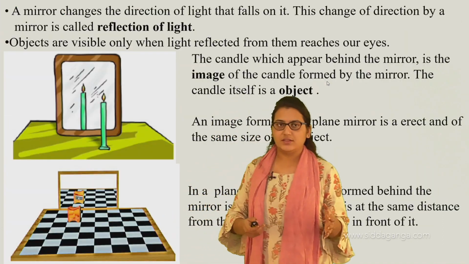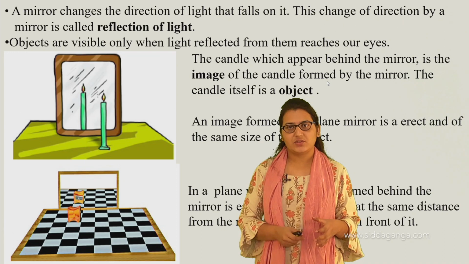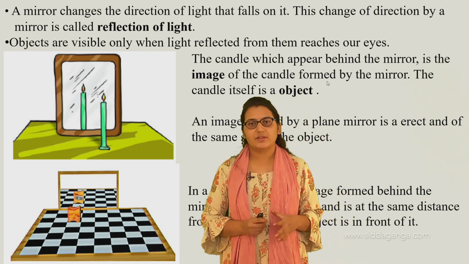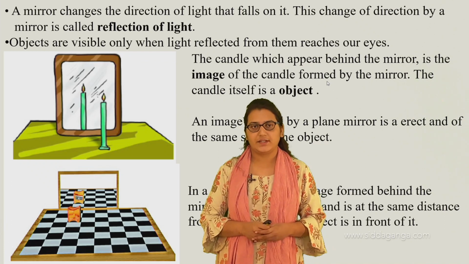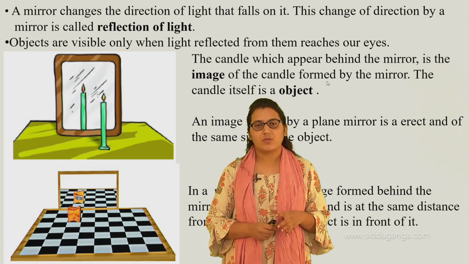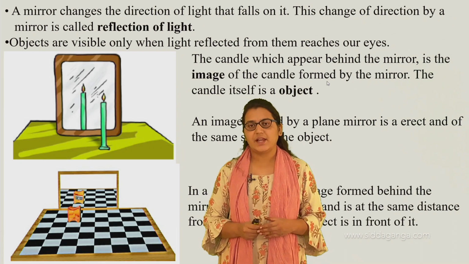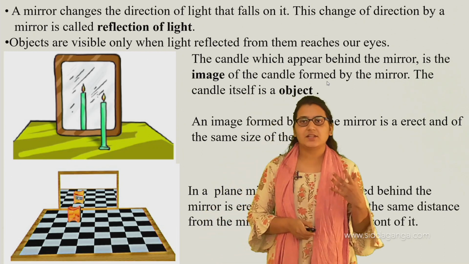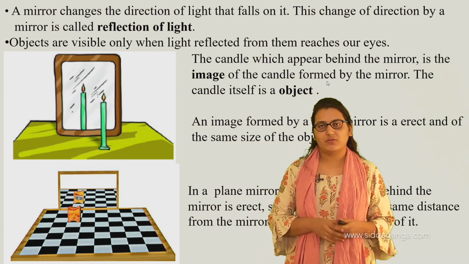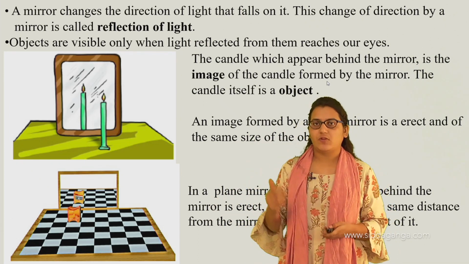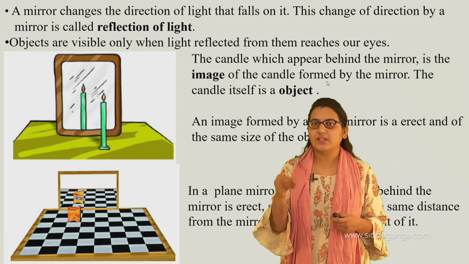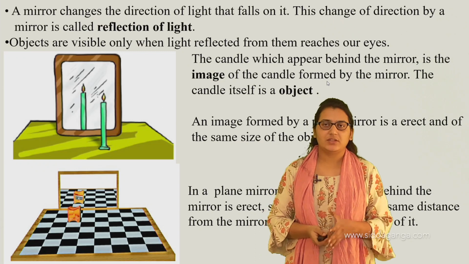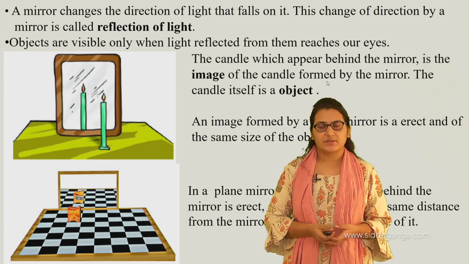And the definition is somewhat like this: a mirror changes the direction of light that falls on it, and this change in direction by the mirror is called reflection of light. Objects are visible only when light reflected from them reaches our eyes. Yes, of course, we can see objects when there is reflection of light. When the light falls and reflects, and the light reaches our eyes, only then can we see our reflection and the objects.